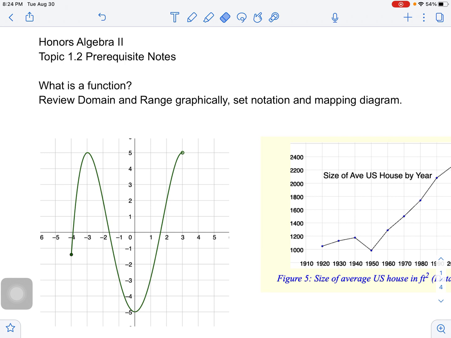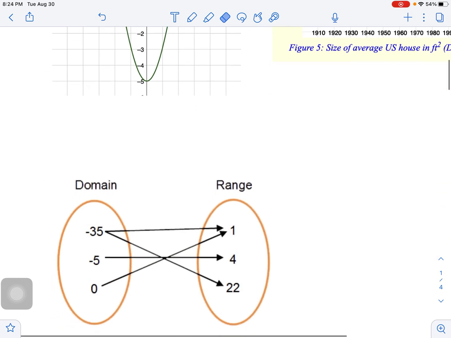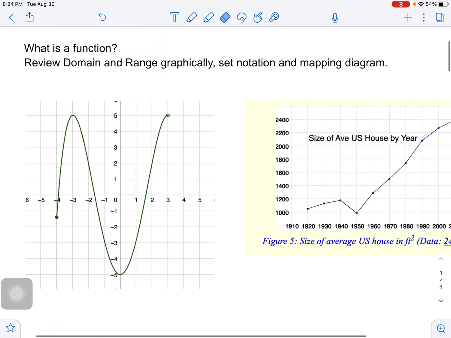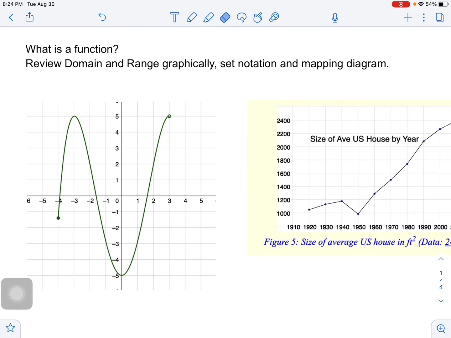We can use a graph to represent a function. We can use a mapping diagram, that's down there, to represent a function. We can use a list of ordered pairs to represent a function. Functions are generally named using the letter f, so you will see f of x used a lot, but you can also name a function using g of x, h of x, etc.